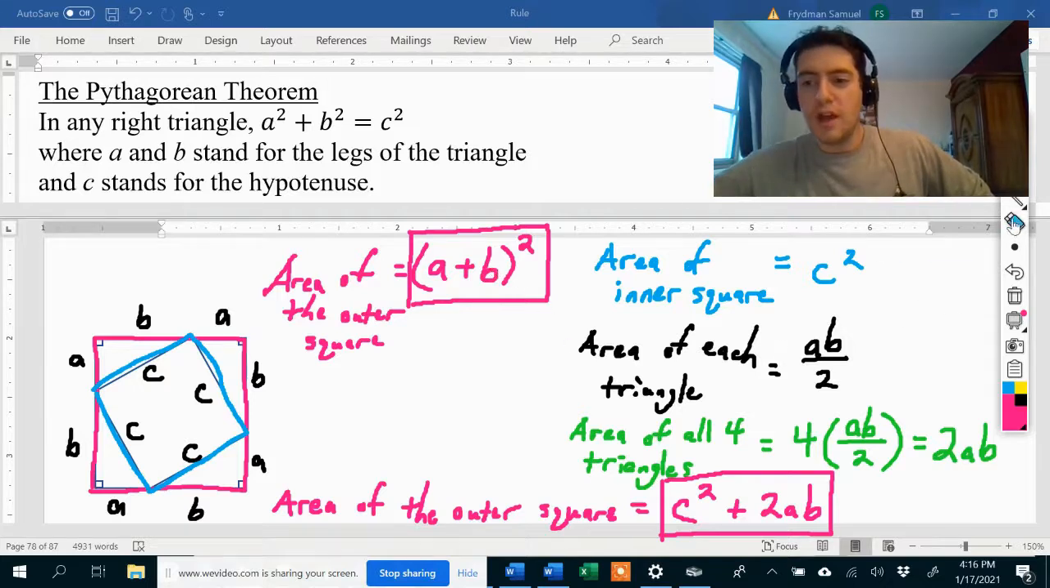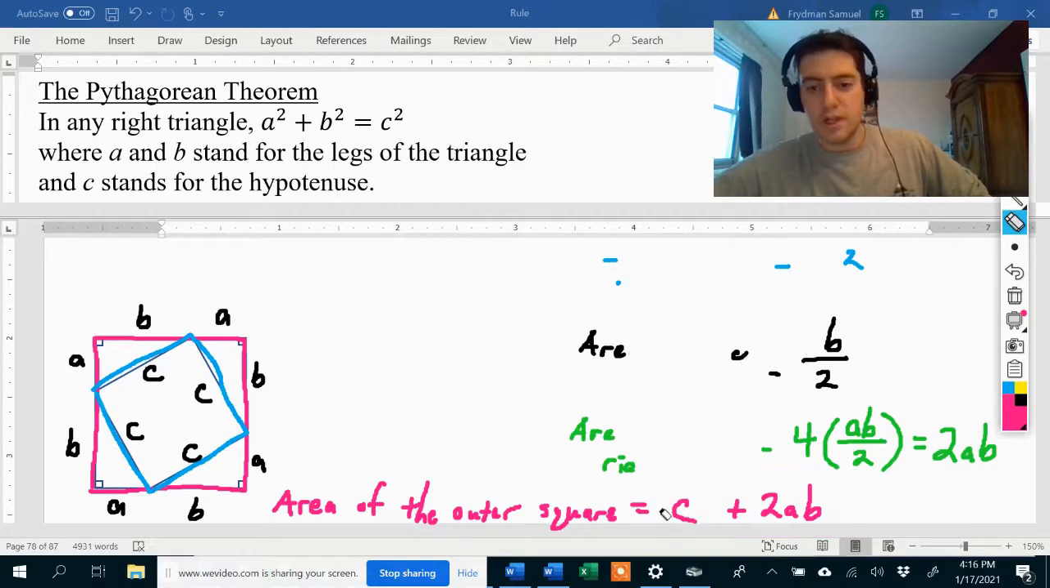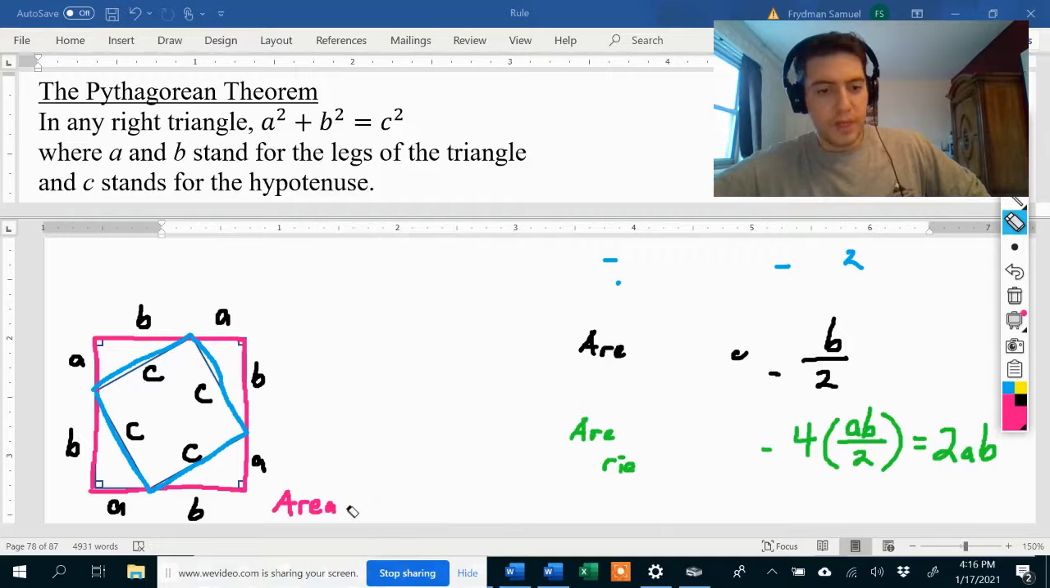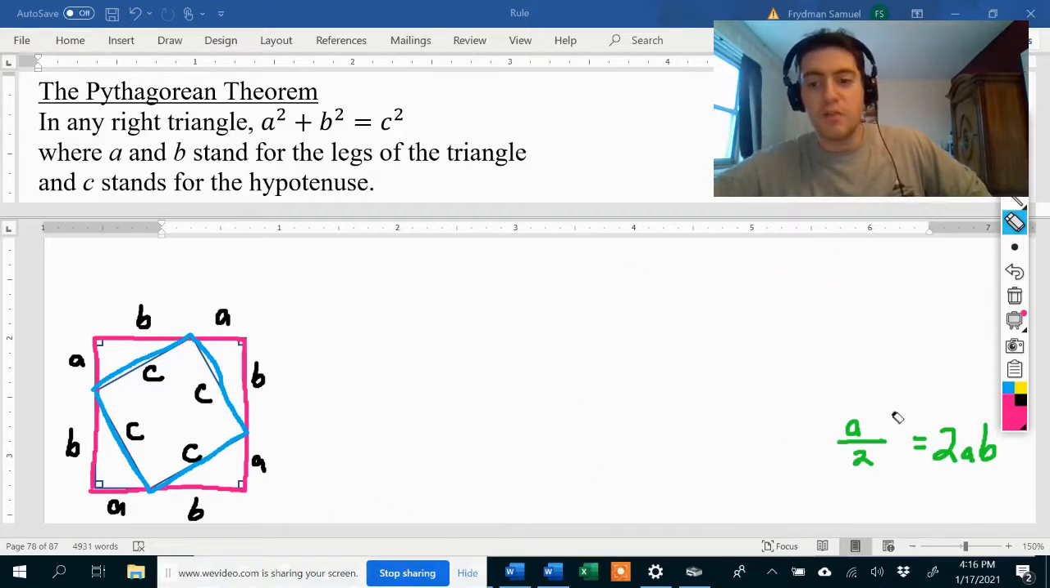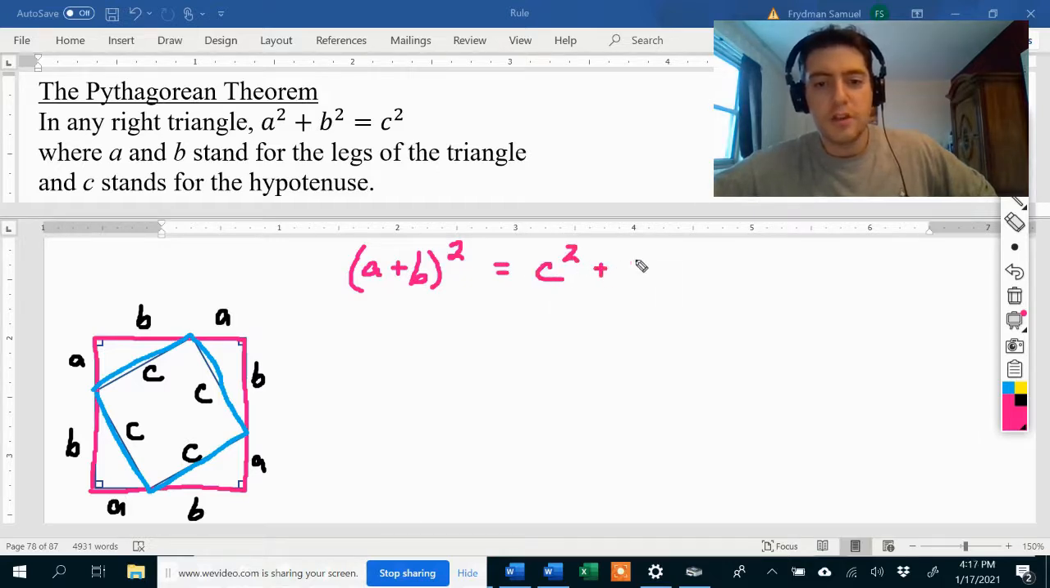So what we're going to do now is just write the expressions again, those same expressions that I just drew pink rectangles around, except we're going to put an equal sign in between them, because since they represent the same thing, they must be equal to each other. So based on this picture that we drew, we can write (a + b)² must be equal to c² + 2ab.